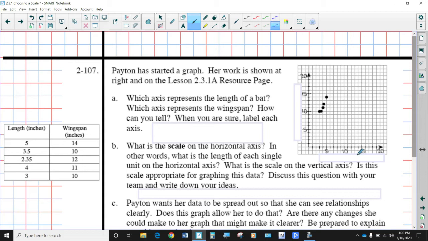It's much, much easier to print this resource page, and then you can cut out these graphs and glue them into your journal, that is perfect too.